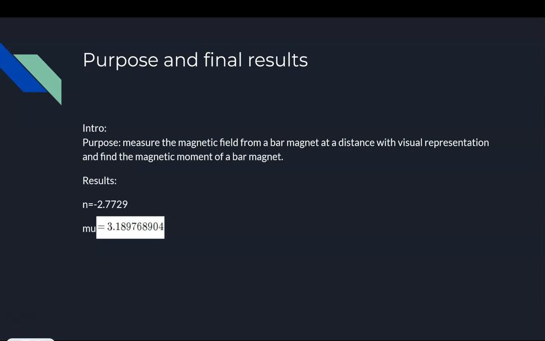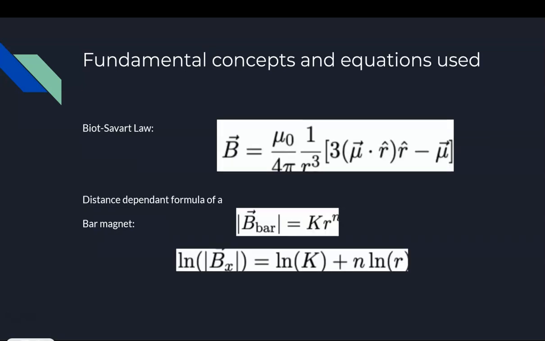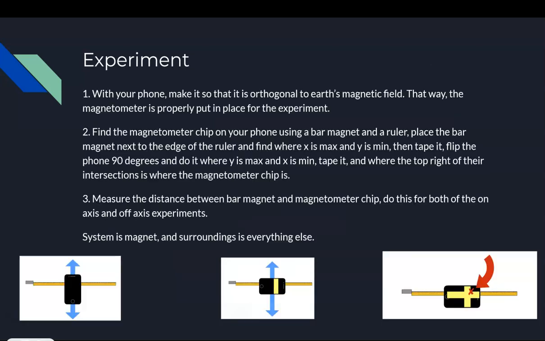Purpose and the final results of this lab. The purpose is to measure the magnetic field from a bar magnet at a distance with visual representation and to find the magnetic moment of a bar magnet. The results are n equal to negative 2.7729, and mu would be 3.189768904 Am squared. The fundamental concepts and equations used are the Biot-Savart law, the distance-dependent formula of the bar magnet, as shown here, and a formula that is derived from that one.